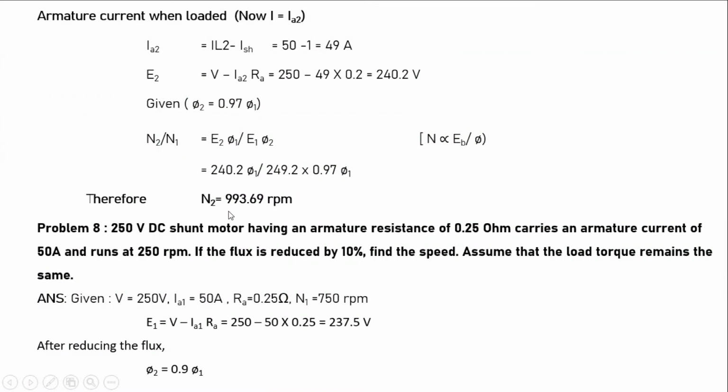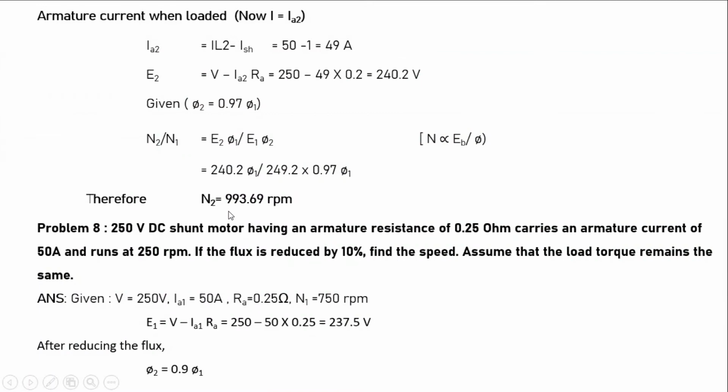So, problem number 7. A 250 volt DC shunt motor on no load runs at 1000 rpm and takes 5 amps. The total armature and shunt field resistance are 0.2 and 250 ohm respectively. Calculate the speed when loaded and taking a current of 50 amps if the armature reaction weakens the field by 3%. The meaning is that the armature reaction weakens the field by 3%.